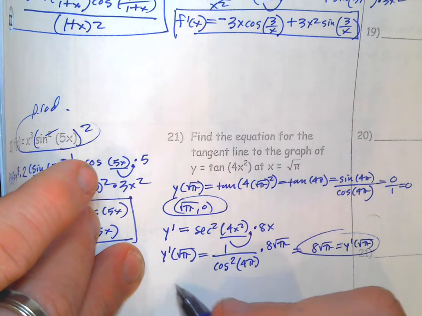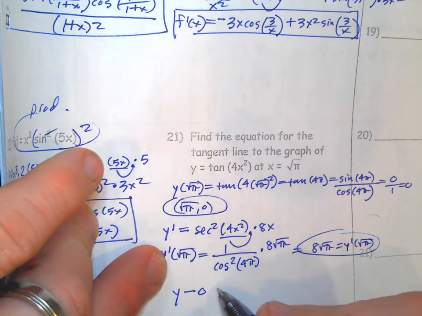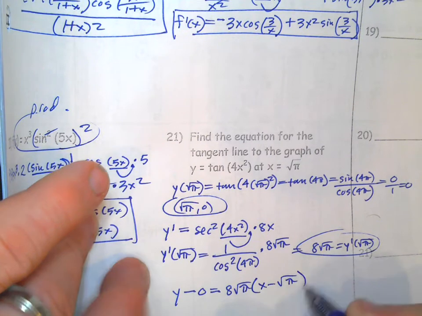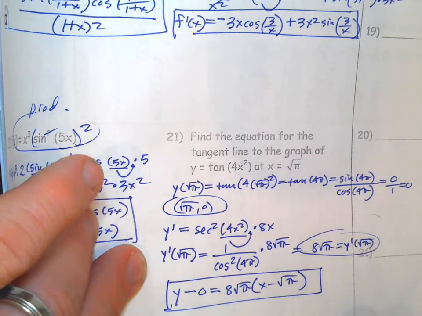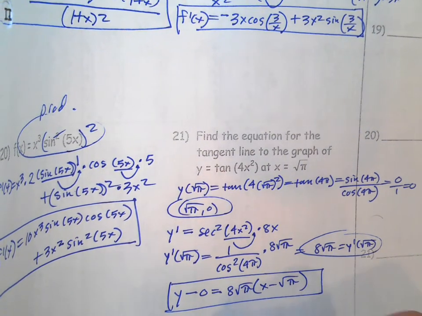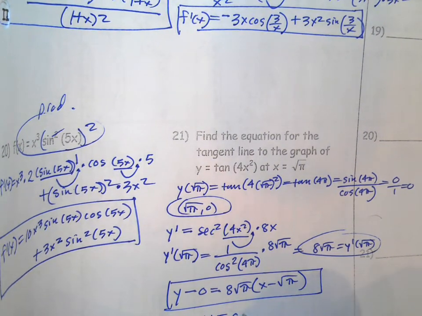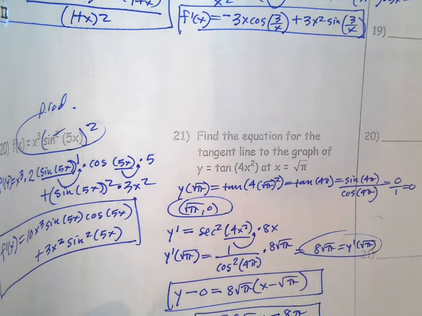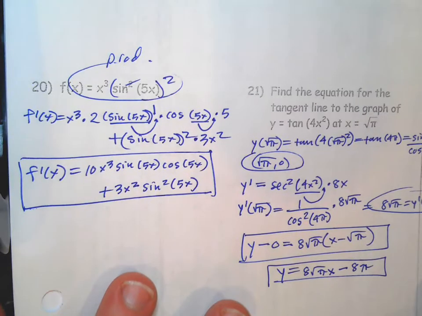We got a point, so we're going to do y minus 0 equals 8 root pi times x minus root pi. So, I mean, that's good. You could change the slope into a form if you want: 8 root pi x minus 8 pi. I mean, you just clean it kind of nice. All right.